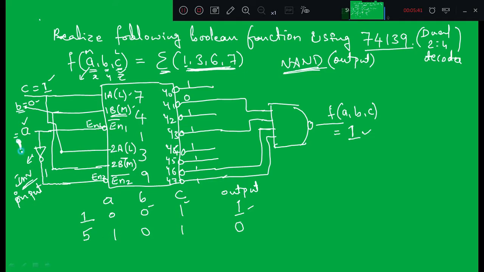So if A is 1, then enable 1 will be equal to 1, and because of this bubble, enable 1 bar will become 0. That disables the first decoder, and the output of this inverter will become 0. That means the second decoder will be enabled. Right? So the second decoder is enabled, the first decoder is disabled.